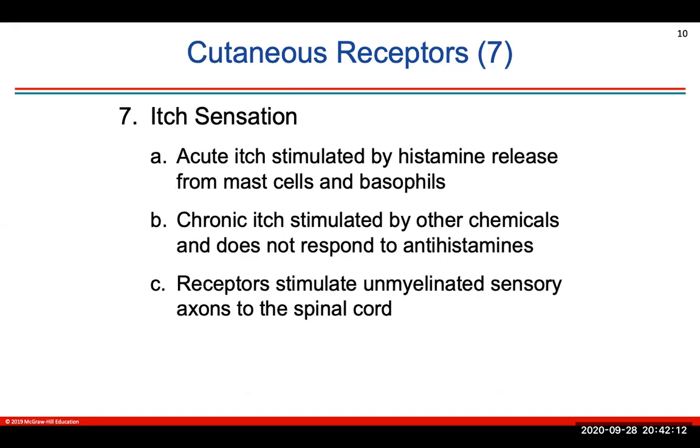Then an itch sensation. I don't believe the lab really goes through itch sensations, but an itch is usually stimulated by histamine release from mast cells and basophils. So it's sort of your body's response to something foreign that it detects. A chronic itch is stimulated by other chemicals and does not respond to antihistamines. Receptors will stimulate unmyelinated sensory axons to the spinal cord. So that's an itch sensation.